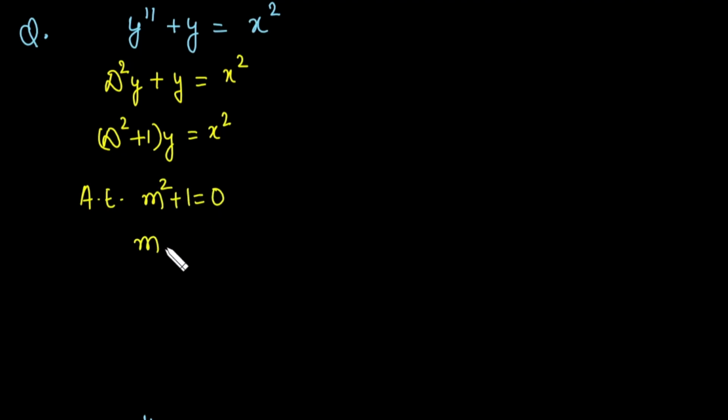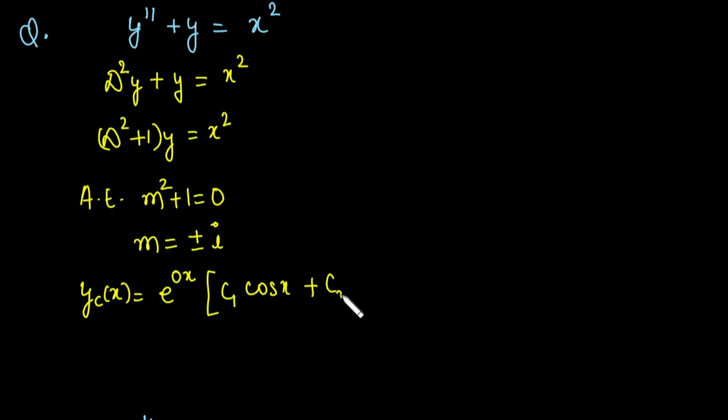Now, what are the roots of m? That is plus minus iota. So in this case, we have the answer in form of exponential, cos and sine. So the final complementary solution in this case is e raised to power 0x, because the real part is 0, into c1 cos of x plus c2 sine of x.